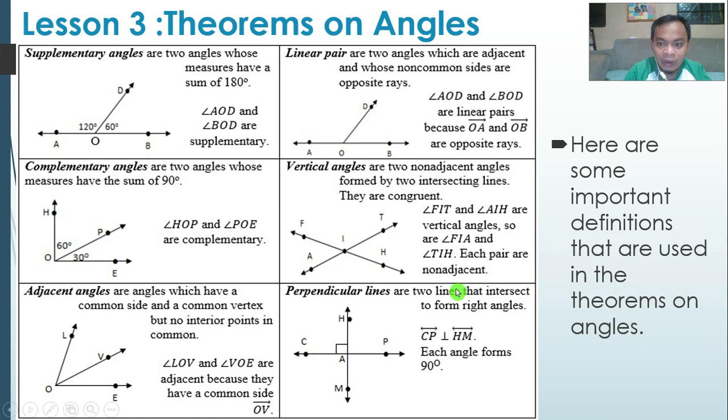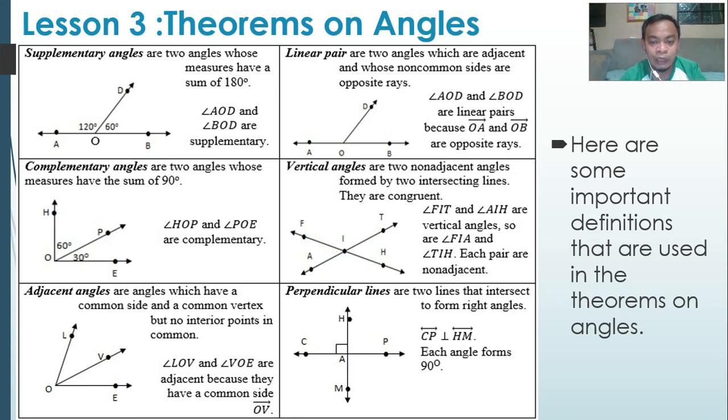Each pair is non-adjacent, meaning they have no shared boundary or shared side. This angle's non-adjacent angle is the one on the other side, at the top. And this angle's non-adjacent angle is the one on the other side. That's the vertical angles.